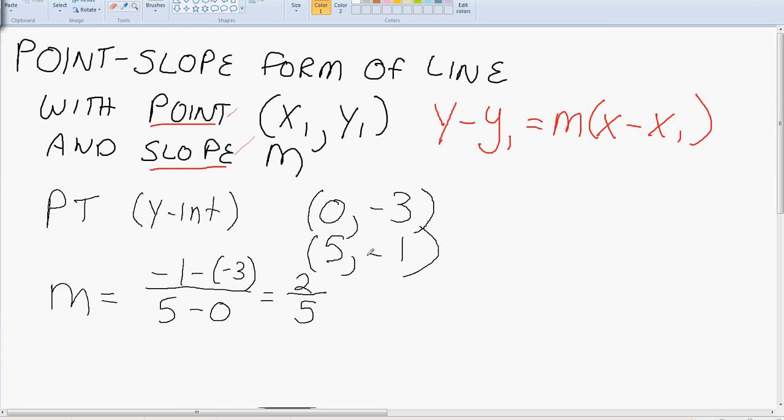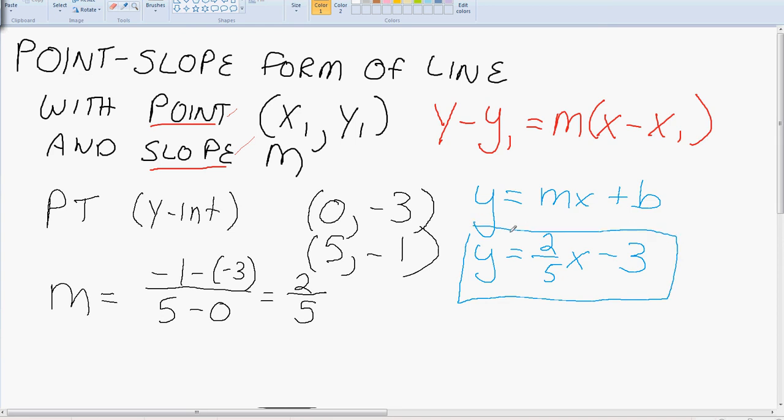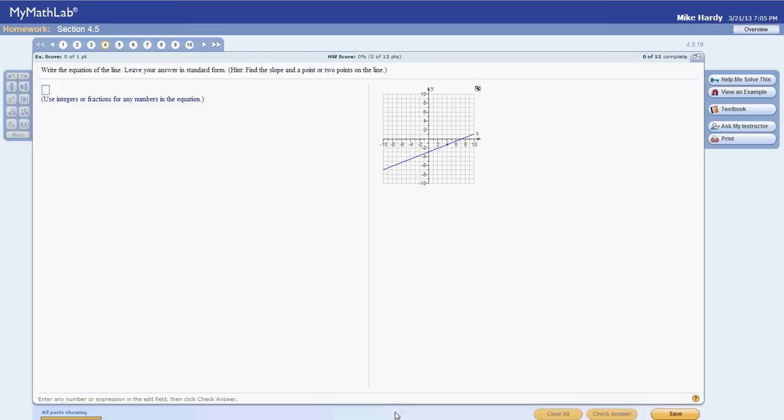We've got a choice of these two points, but the y-intercept is easiest. We could go through point-slope form, but since we have a y-intercept, we can go through slope-intercept form, y equals mx plus b. Our m, our slope, is 2/5, and our b, our y-intercept, is -3. So y equals 2/5 x plus -3, or just plain old y equals 2/5 x minus 3. That looks like our equation. Let's see if we agree with the textbook.